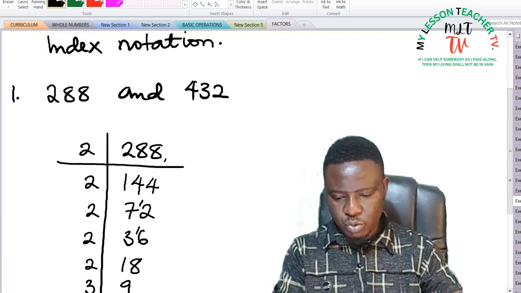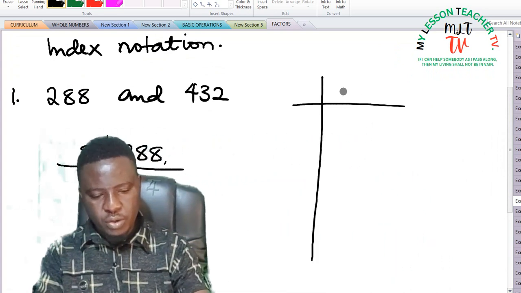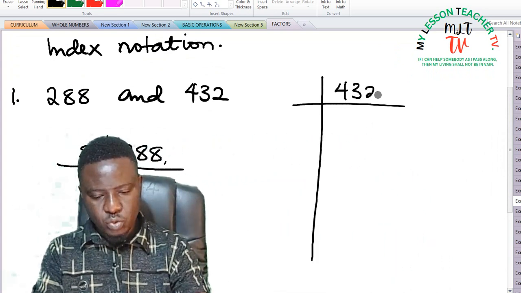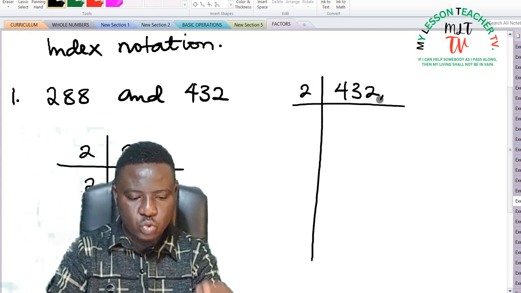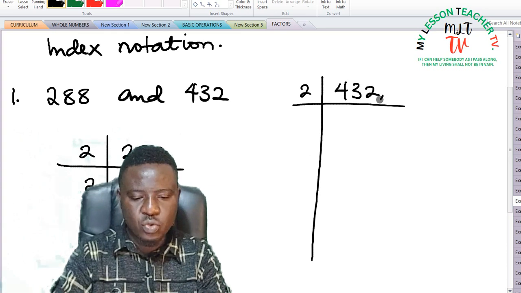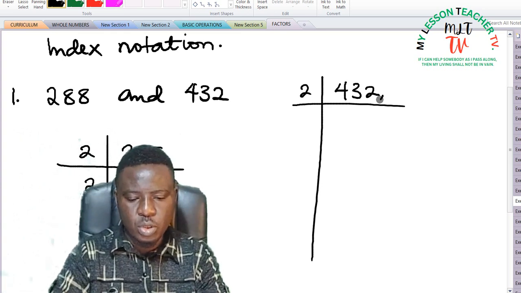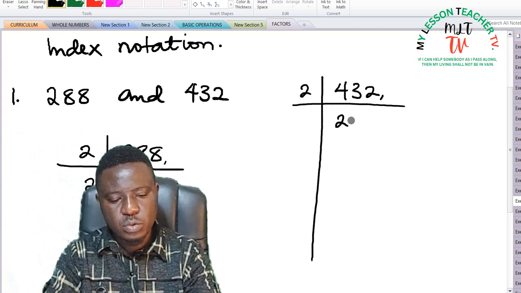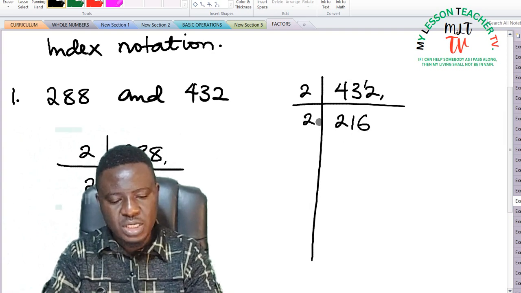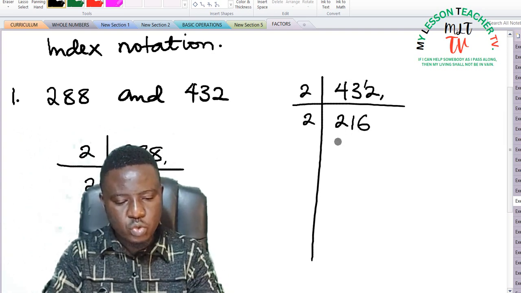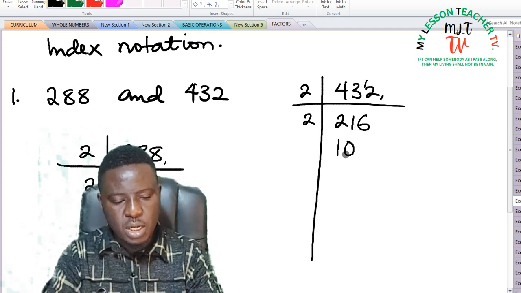We also do the same to 432. Divide by 2. 2 can divide because 2, which is the last digit of 432, is divisible by 2. So 2 into 4 is 2. 2 into 3 is 1, remainder 1. 2 into 12 is 6. 2 can still divide for the same reasons. 2 into 2 is 1. 2 into 1, it cannot. You put down 0, and this becomes 16. 2 into 16 is 8.